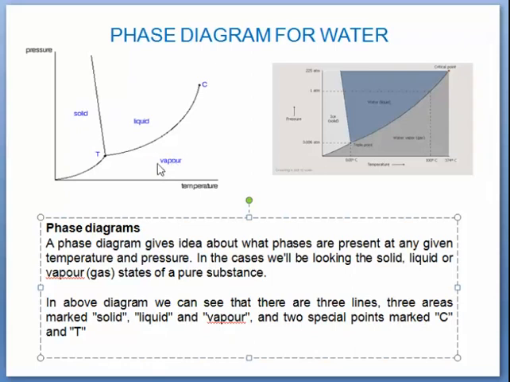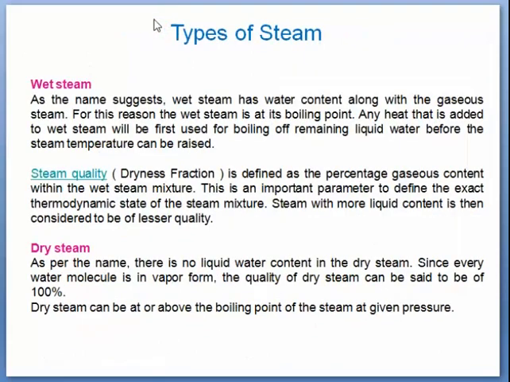So there are 2 points. There is T point marked here, and C is the critical point. This T is the triple point. This is the point on a phase diagram at which the three states, solid, liquid and vapor, coexist. And the critical point is defined as the point at which the substance is indistinguishable between liquid and gaseous phase. Now we will see the different types of steam, because this is important to understand here.